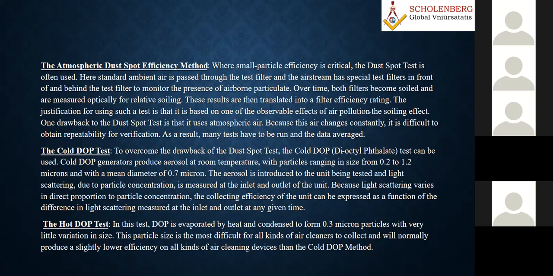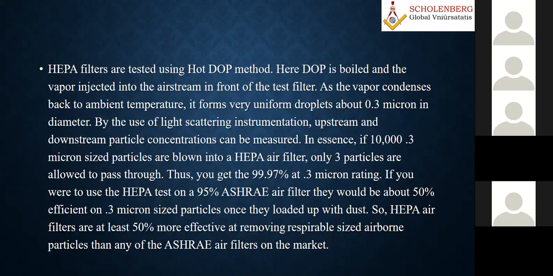Hot means DOP is evaporated by the heat and condensed to form 0.3 micron particles with a very little variation in size. So this particle size is most difficult for all kinds of air cleaners to collect, and will normally produce a slightly lower efficiency on all kinds of air cleaning devices than the cold DOP method.